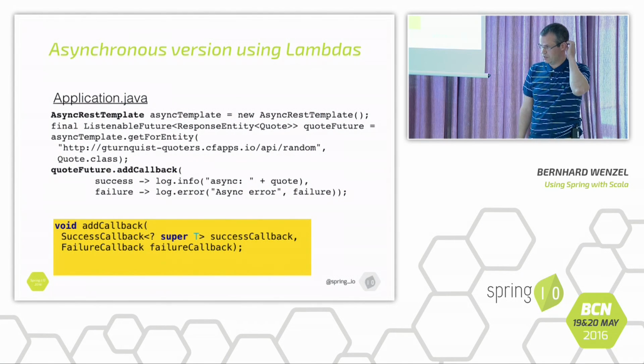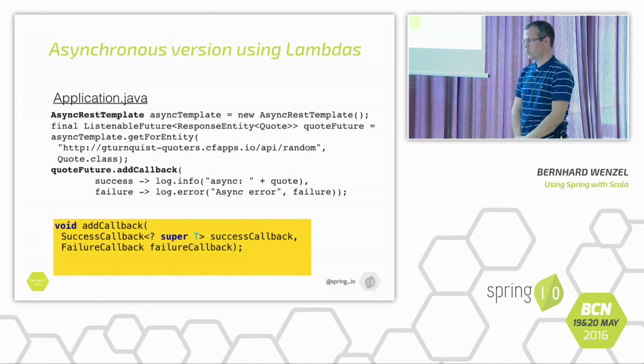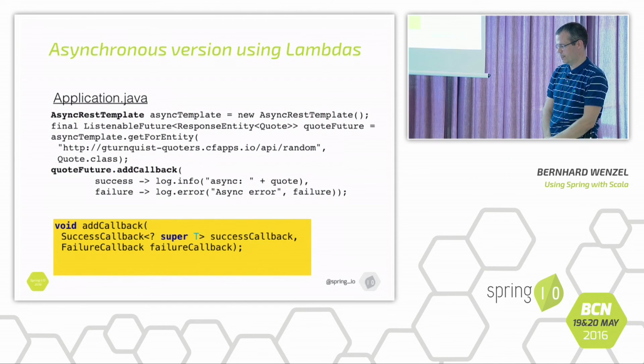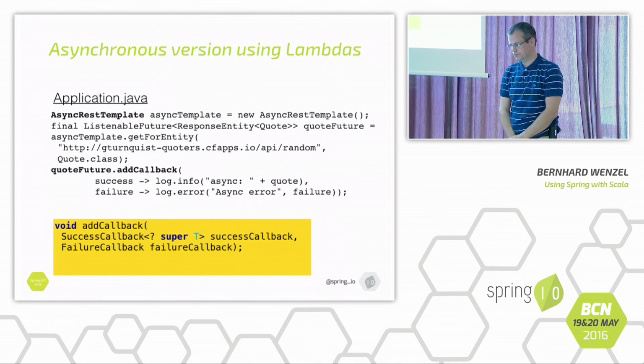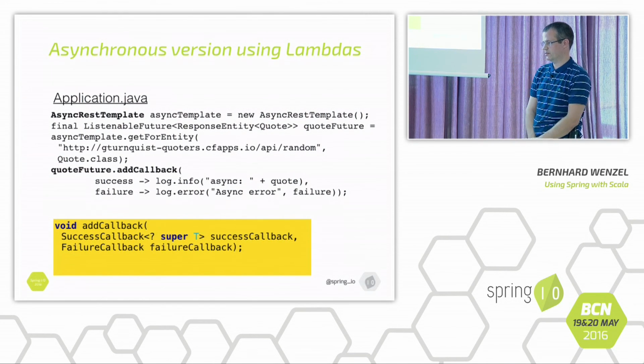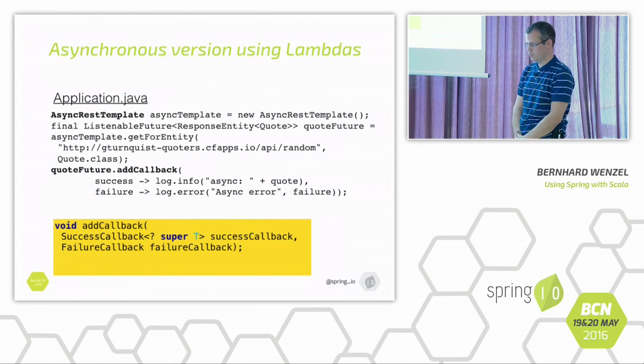Because that's so simple, let's make it a little bit more interesting. So we use an asynchronous version and use Java Lambdas for it. So in this case, we use the async REST template. And this returns us a future, and to this future we can add callbacks. And we can do this in the Java 8 manner using Lambdas. So it's very nice. We have the add callback method, and for the success case, we provide a Lambda which prints then the quote, or in the failure case, it would print the exception.